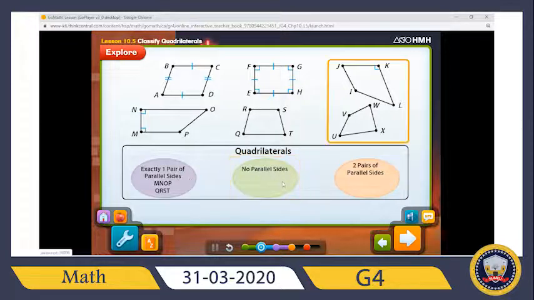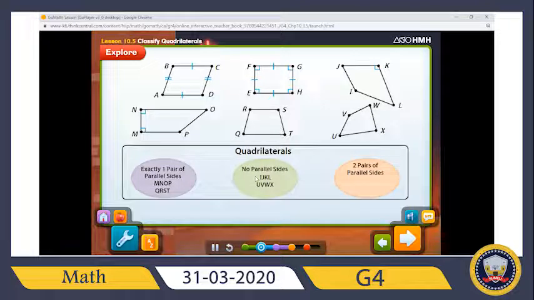What about no parallel sides? Let's check. There is no parallel side for this quadrilateral. So I can say quadrilateral UVWX and quadrilateral IJKL have no parallel sides.